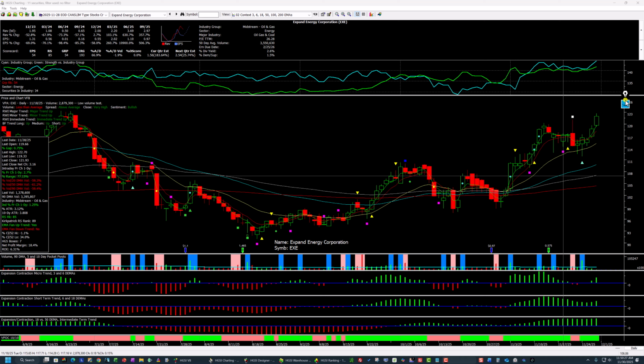So what are the requirements here? Well, the fan is up, and we have the crossover. Now back here, it wouldn't have counted because the fan wasn't up. This stock would not have come up at this point. It would have come up with the 3 crossing the 6, but not with the fan requirement. Okay, I'm going to move on here.